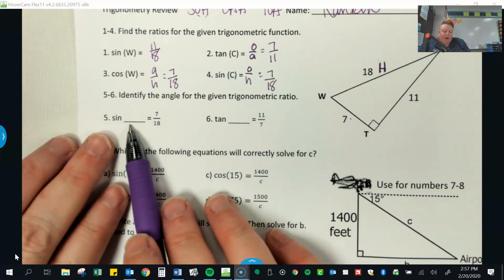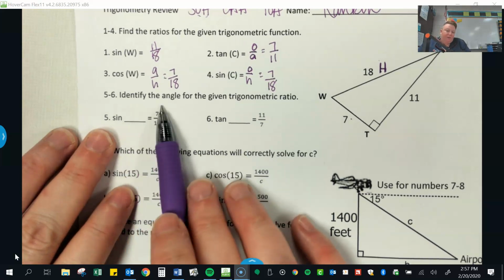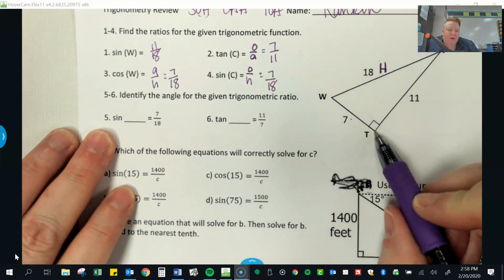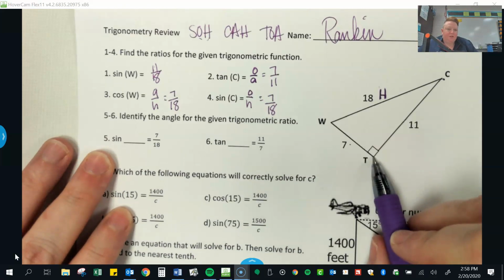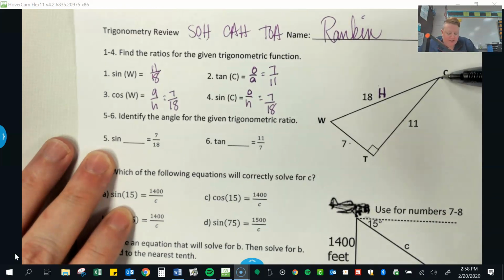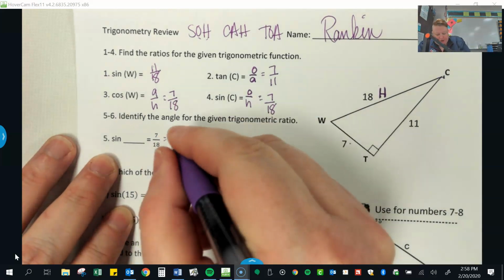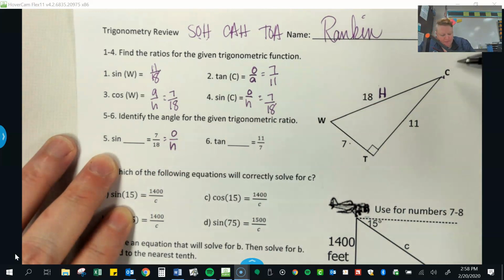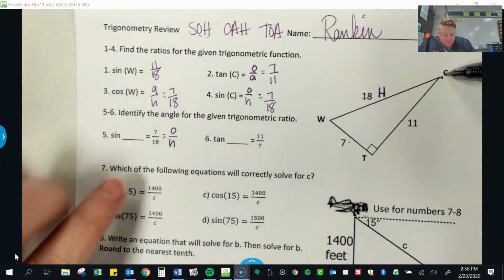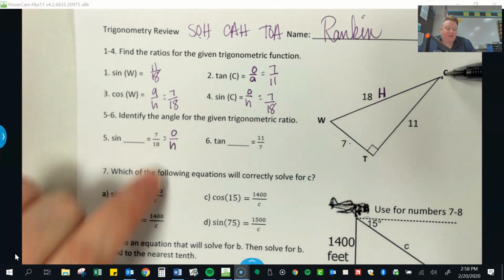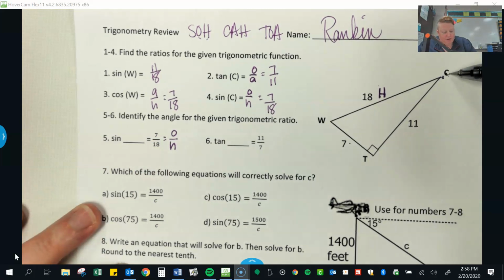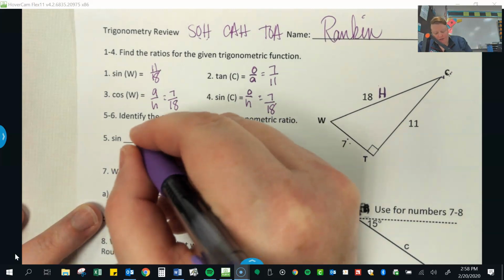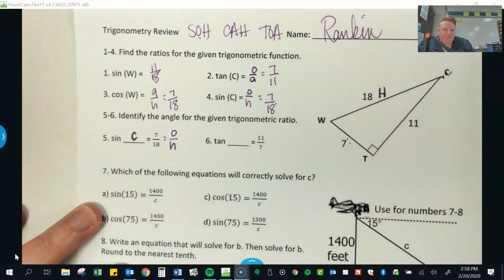Number 5 wants to know, where are you standing when the sine of an angle is 7 over 18? Keep in mind, we never stand at the right angle, okay? If you're standing at C, remember your sine is your opposite over your hypotenuse. So, where am I standing so that my opposite side is 7? If I'm standing at C, my opposite side is 7. So the sine of C is 7 over 18.